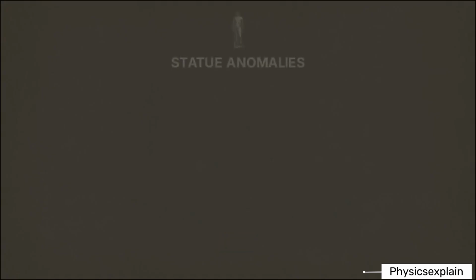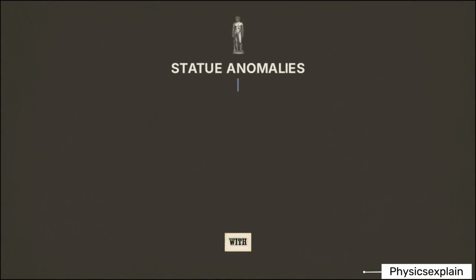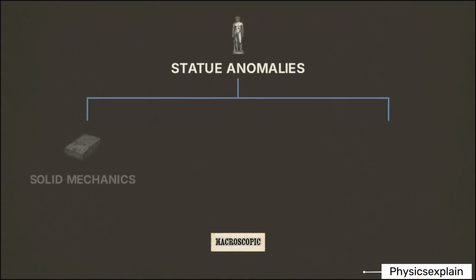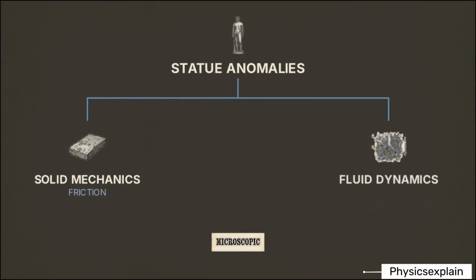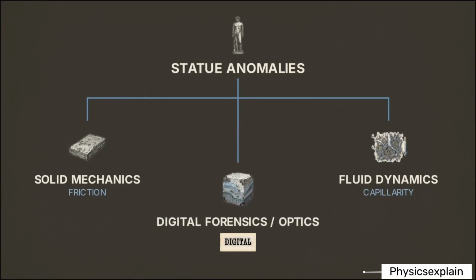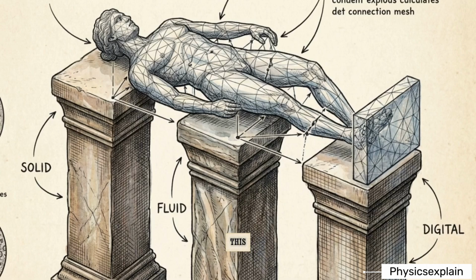This diagram maps the approach. We begin with physical anomalies, dividing them into two vectors: macroscopic solid mechanics, specifically friction, and microscopic fluid dynamics, primarily capillarity. The third vector accounts for internet-era sightings, focusing on digital optics, post-production forgery, and compression artifacts. Categorizing an anomaly within this three-pillar framework exposes the mechanics behind the perceived motion.